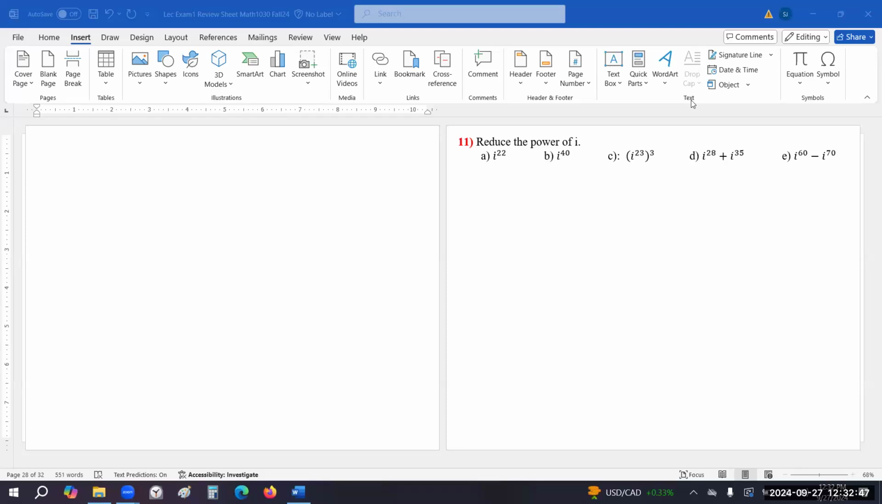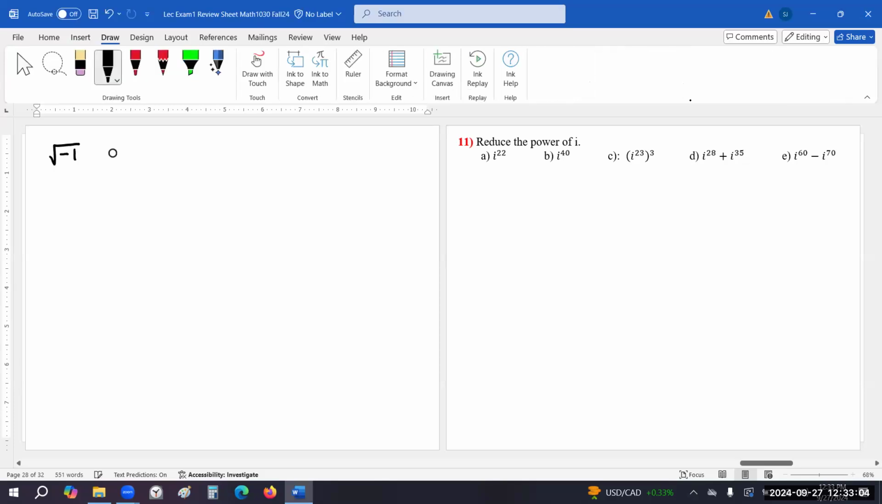Now, I decided to start our lecture from the end of the review sheet. Okay. So the last thing we have in the review sheet is reduce the power of i. So what is i? When we have the square root of any negative number, it doesn't exist in real life. It doesn't exist because there is no number that you can multiply by itself twice to get -1. That's why it doesn't exist in real life. But somehow mathematicians say, well, it does exist in the imaginary world. We call it i. i means it's that imaginary number.